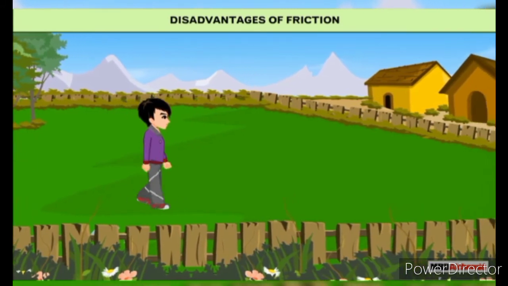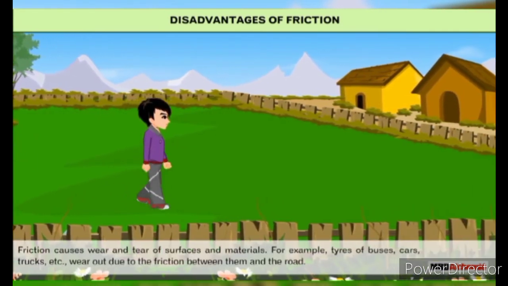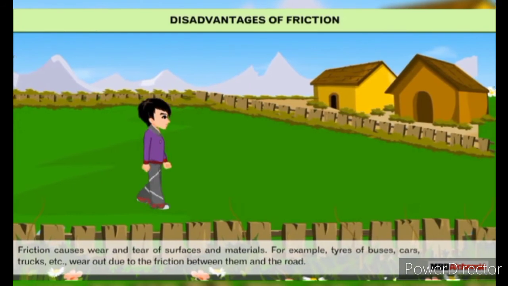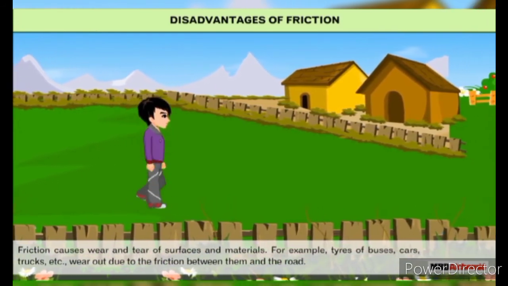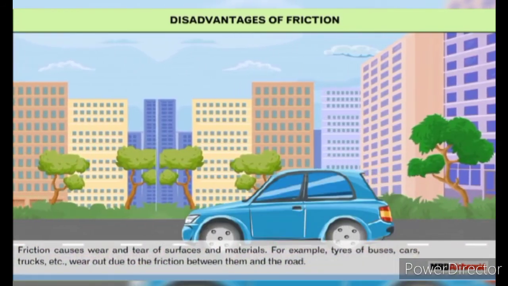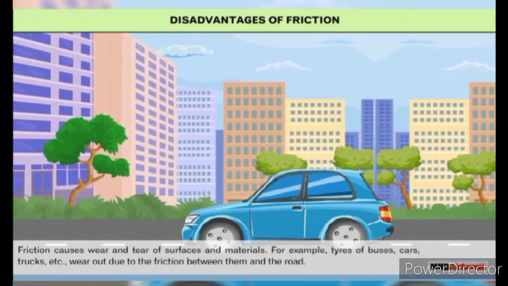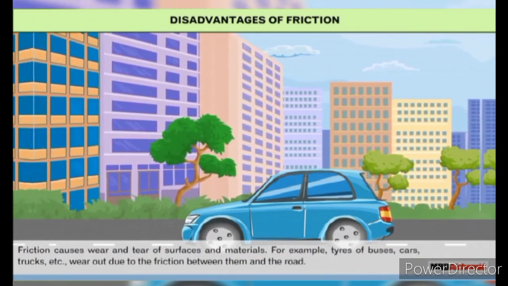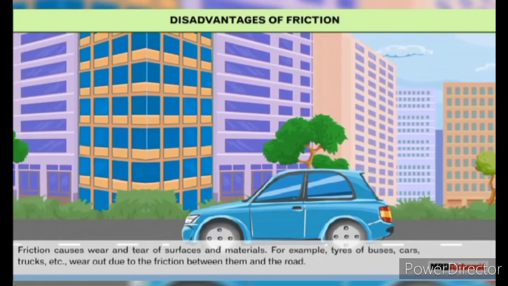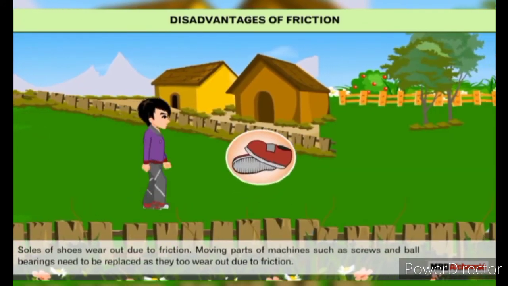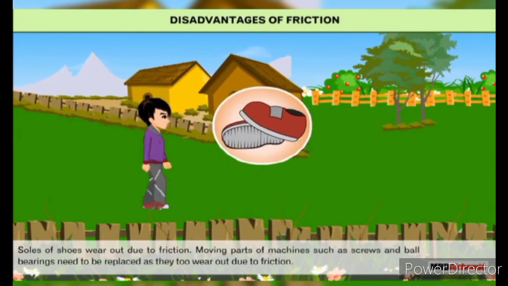Disadvantages of friction. Friction causes wear and tear of surfaces and materials. For example, tires of buses, cars, trucks, etc. wear out due to the friction between them and the road. Soles of shoes wear out due to friction.